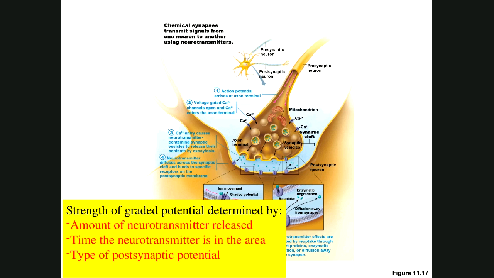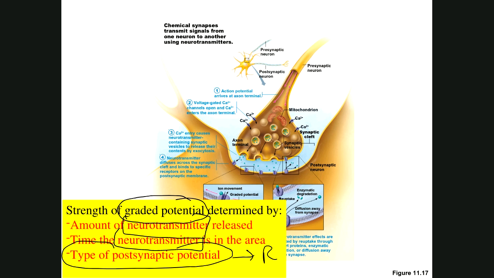So the graded potential is graded, meaning it can be strong or weak. And the strength of the graded potential has to do with how much neurotransmitter is being released, the type of neurotransmitter that's being released, and the type of receptor that the postsynaptic neuron has for that neurotransmitter. So ultimately, the receptor does play the main role, the main say-so as to what happens next. So it's not so much a feature of the neurotransmitter itself as it is a feature of the receptor.